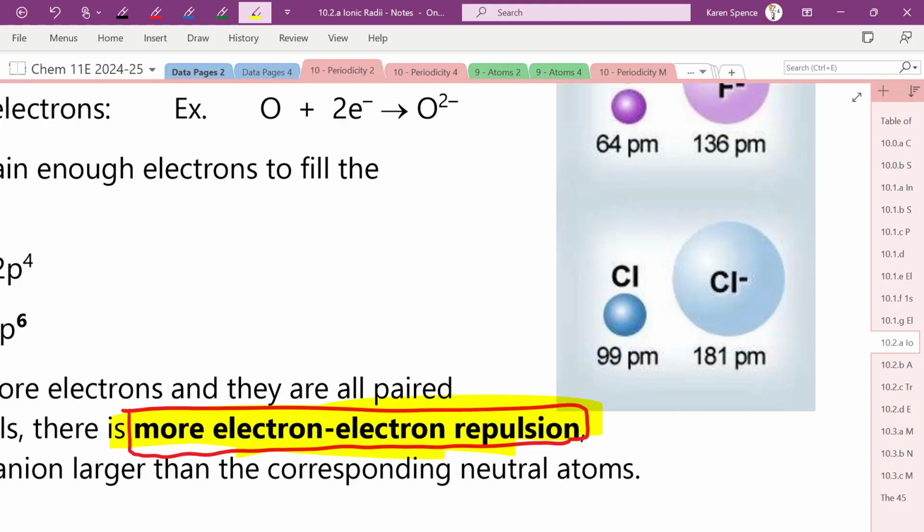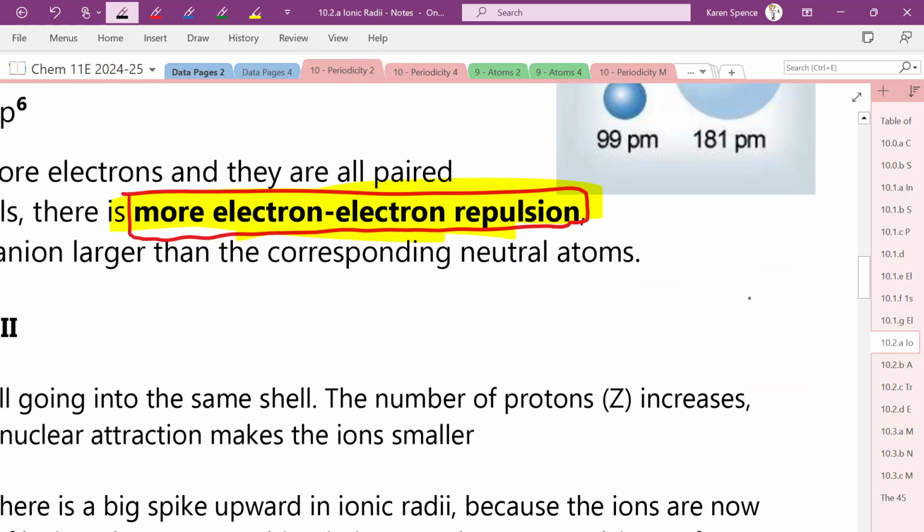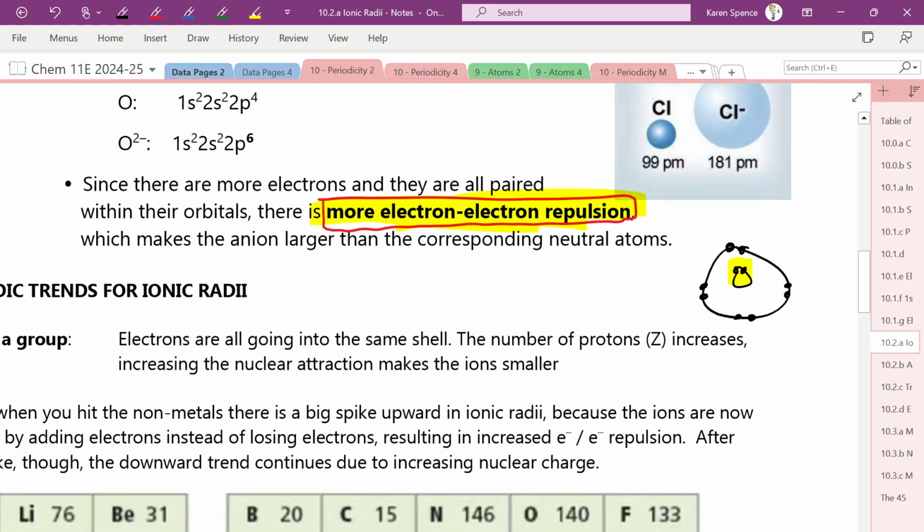Wait, if you fill up the valence shell, doesn't that mean all of the orbitals are shielding? The only shielding electrons are the inner ones. They shield the outer shell. The outer shell doesn't shield anything because there's nothing outside of it to be shielded. Does that make sense? Okay, cool. Are we good with that?